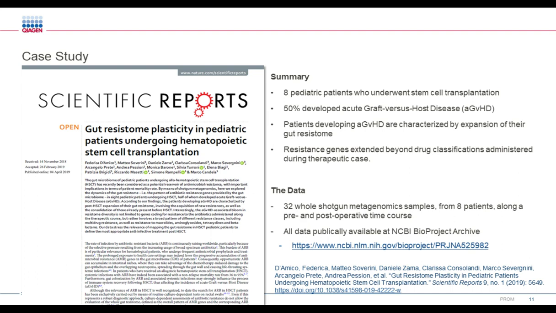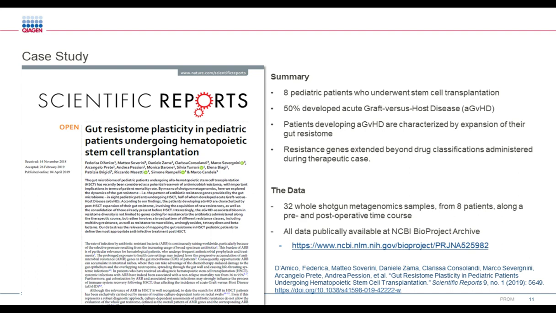Resistance genes extended, however, beyond the drug classifications that were used during the therapeutic course while these patients were hospitalized, and it opened the question of, what is the background resistome that these patients had, and would it be possible to predict adverse outcomes from stem cell transplantation therapy by looking at the gut microbiome of a patient prior to their procedure?